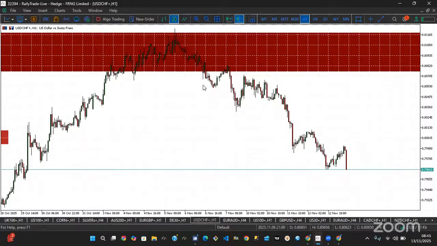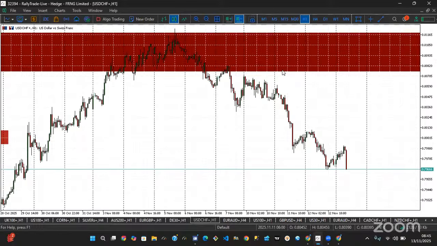So CHF has been doing well, right? Has been doing well since last week. Started that sell off. So it sold all the way from Friday, Monday, Tuesday, Wednesday, and Thursday. You can see this massive candle to the downside, right?